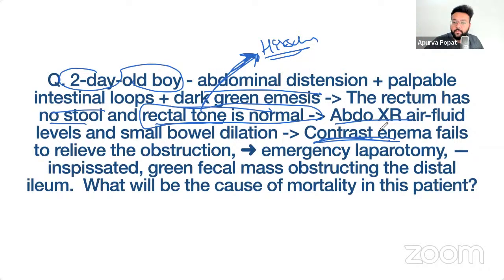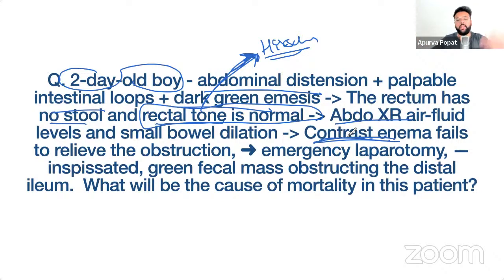What's your answer? Meconium? No. There is something which is telescoping, something inside another. Okay, intussusception. If you have intussusception, the contrast enema or air enema can reduce that. Of course, you can have unsuccessful reduction there as well. That's an excellent answer. You can have contrast or air enema to reduce that.